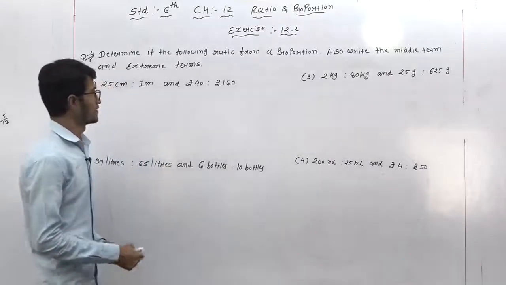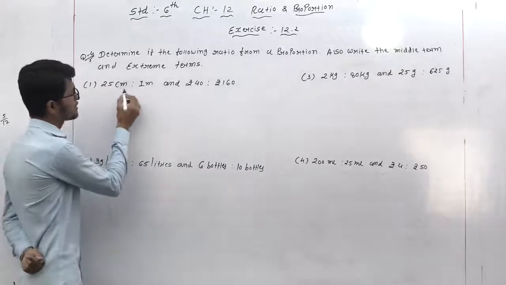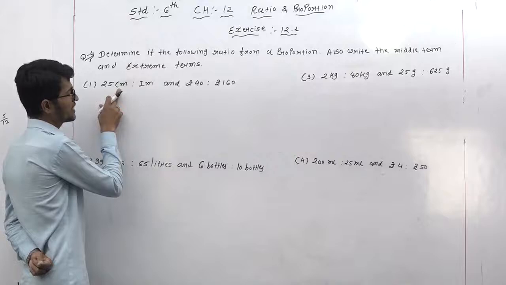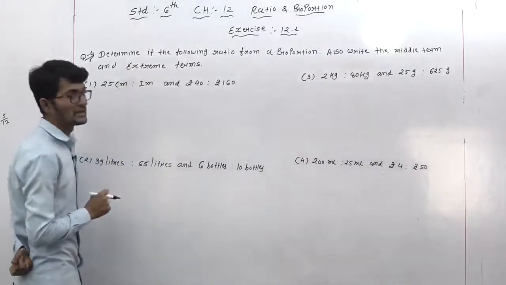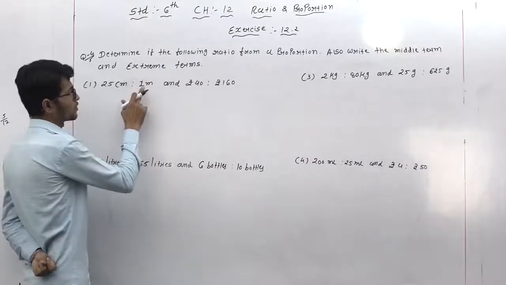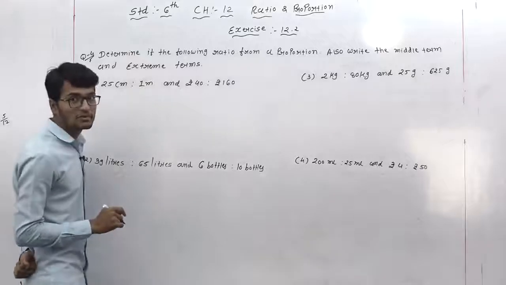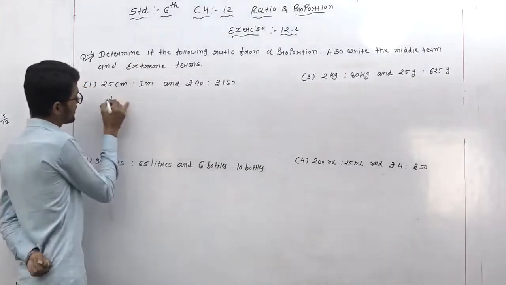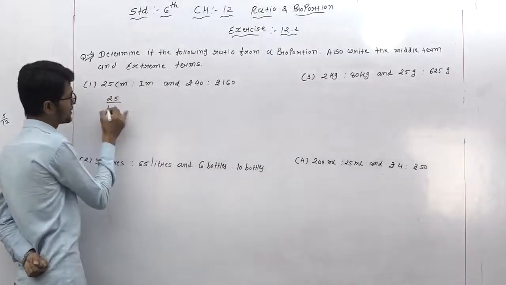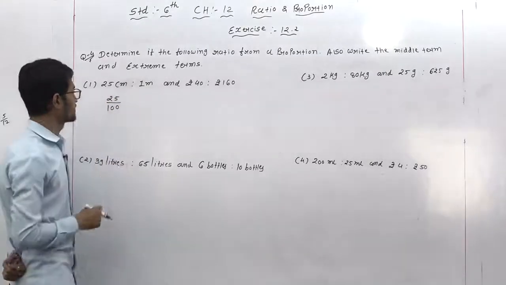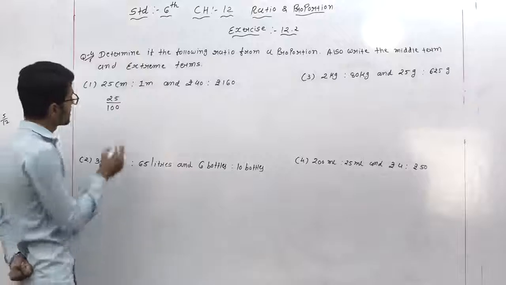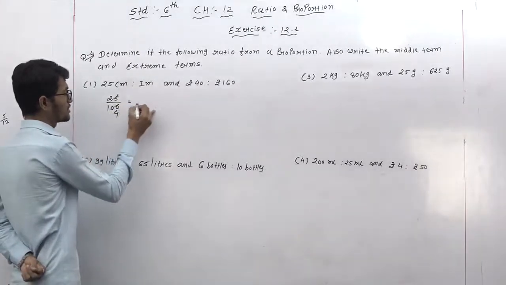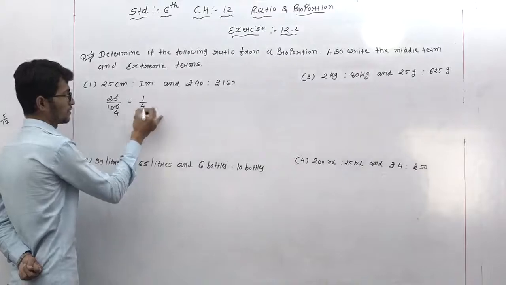So let's check. First, 25 centimeter is to 1 meter. One value is given in centimeter, the second value is given in meter, so we have to convert it. 1 meter is equal to 100 centimeter, right? Now the unit is the same. So we write 25 by 100. 25 4s are 100, so it is equal to 1 by 4, our answer.